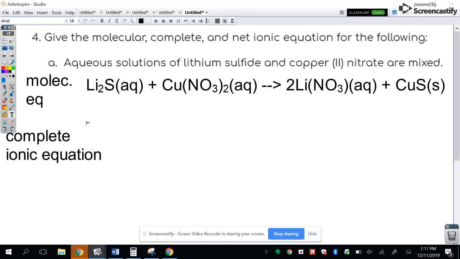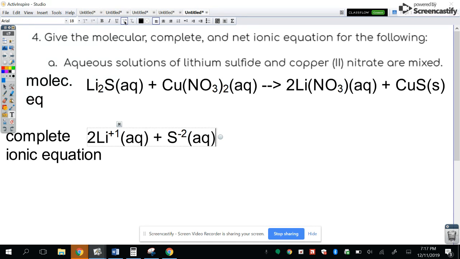So for my complete ionic equation, anything that's aqueous and ionic is going to split into its constituent ions. So lithium sulfide becomes 2 lithium ions, and as we said before, each lithium ion has a charge of +1, and that's going to be soluble, so I put my aqueous, plus 1 sulfur, a charge of -2, and that will also be AQ.